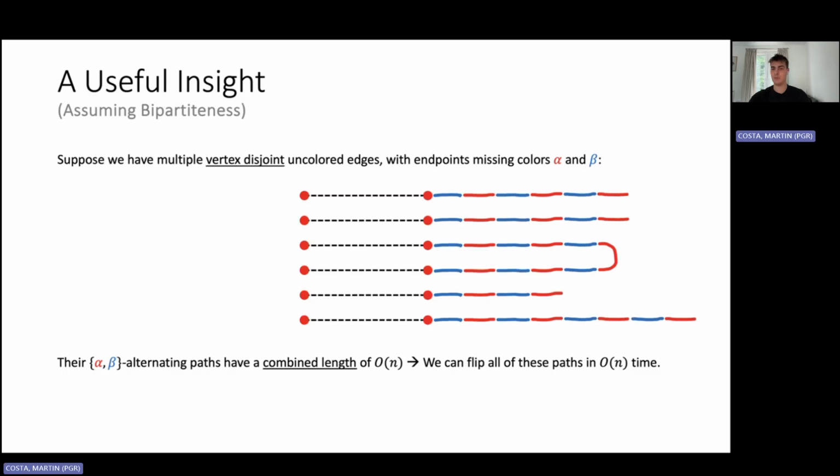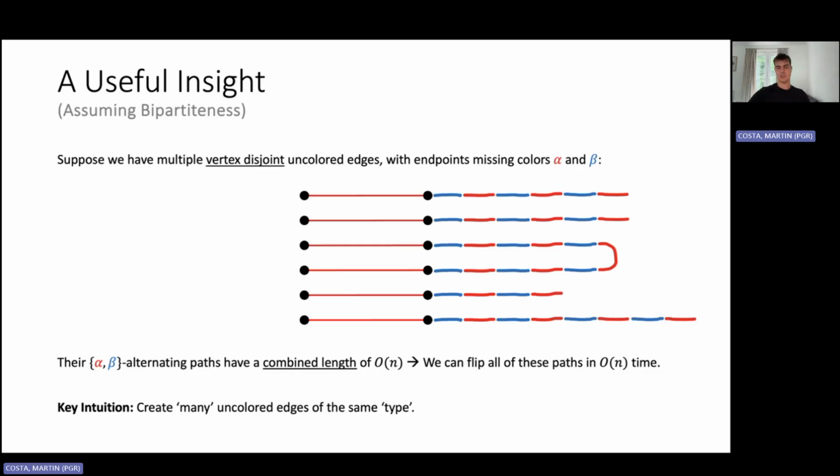And this means that we can flip all of these paths in time O(n), making red available at the endpoints of all of these edges. And then we can just color these edges in with red, okay? So the idea here is that we're creating many uncolored edges of the same type, where the type, we'll define it formally in a moment, just refers basically to this pair of colors alpha and beta.